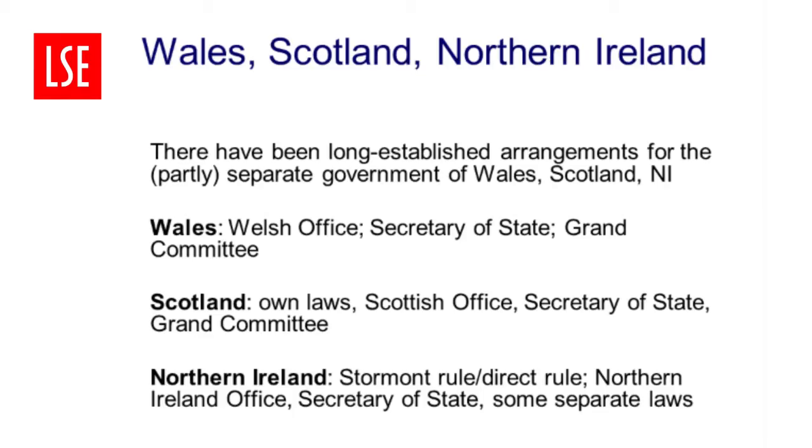So, we've had, as I say, long-established separate arrangements for the partly separate governments of Wales, Scotland and Northern Ireland. Wales traditionally had a Welsh Office, with offices in London and an administration in Cardiff, its own Secretary of State and a grand committee of MPs, and only Welsh MPs in Parliament. Scotland, as I say, had its own laws passed in the Westminster Parliament until 1999, the Scottish Office with a Scottish Secretary of State and a grand committee in Parliament. Some of these things have lived on, but not all of them.